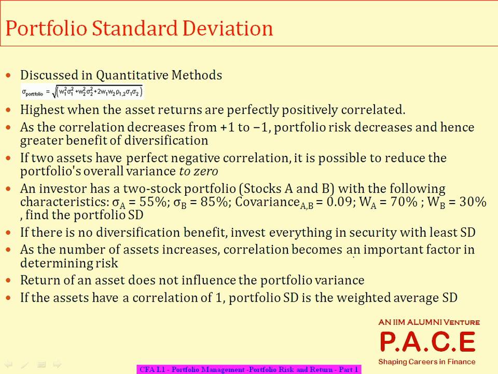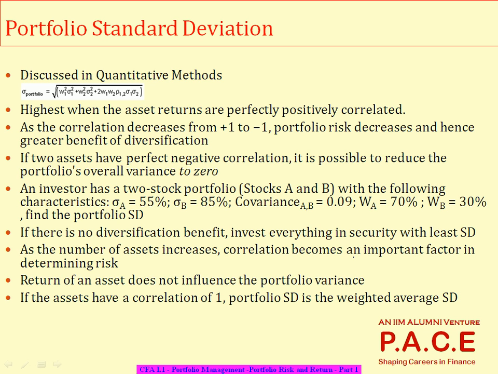And if there is no diversification benefit, better put all your investment in the security which has the least standard deviation. If both of them have a correlation of 1, there is no point in investing in two different securities. Choose the one which has the least standard deviation out of the two. And as the number of securities increases, let's say a mutual fund investing in 30, 40 securities, the correlation between each pair of securities becomes a very important aspect.